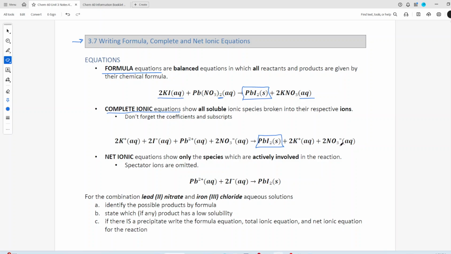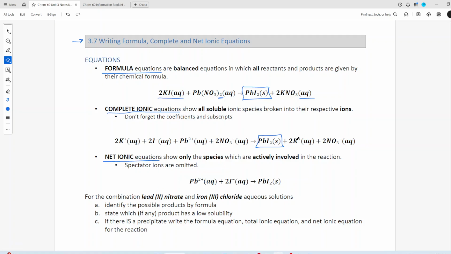The last form of an equation is called the net ionic equation, which shows only the species that are actually involved in the reaction. If you remember from Chem 50, there are certain things that can drive a chemical reaction, and one of them is the formation of a solid. If this reaction didn't form a solid, it didn't actually happen. It would just be a whole bunch of ions floating around in solution, and nothing really happened. The formation of this solid is what's driving the reaction. So the net ionic equation shows the species actively involved in the reaction, and we omit the spectator ions, the things that are doing nothing.